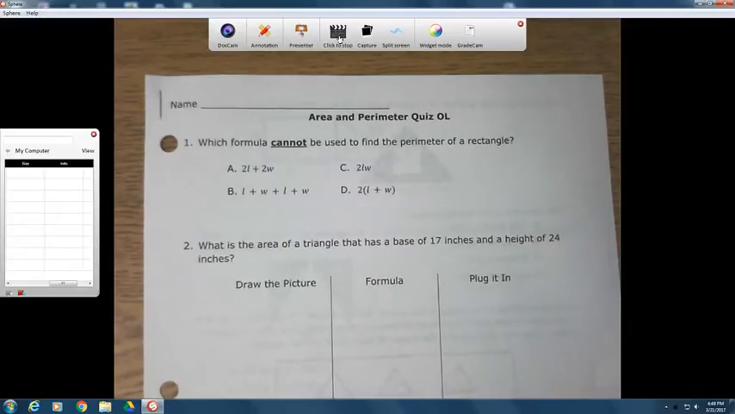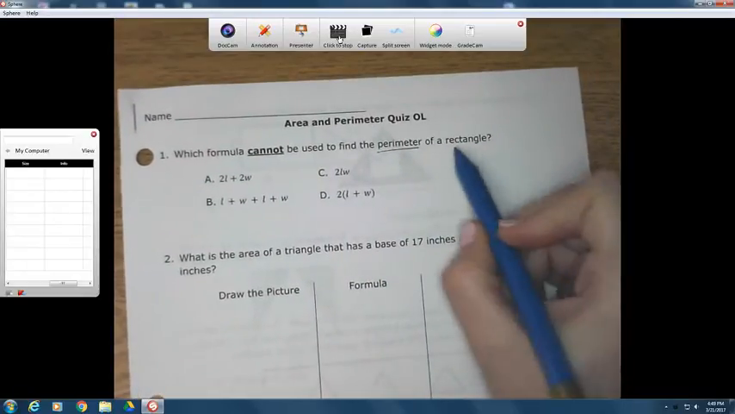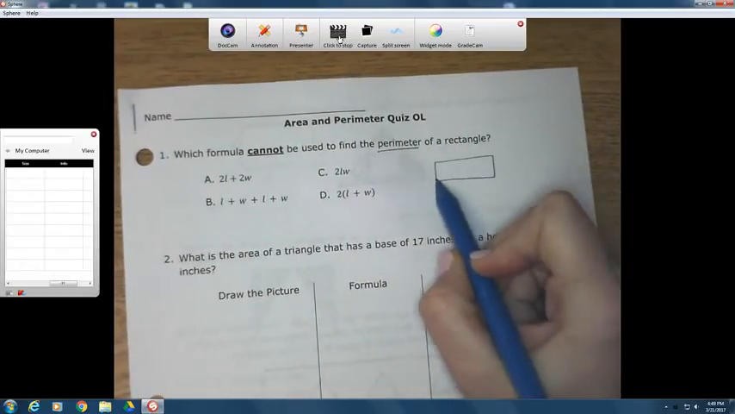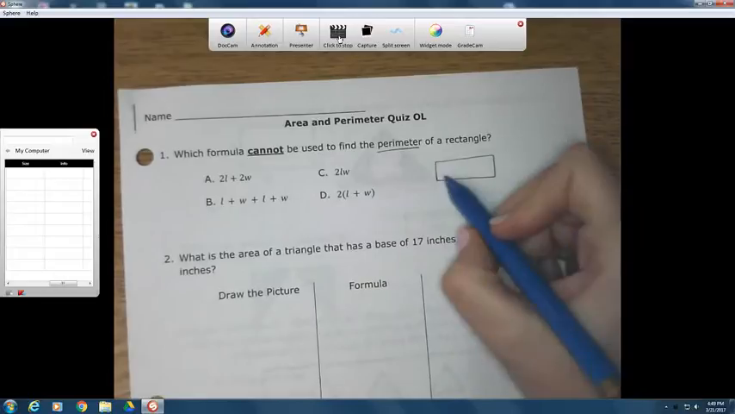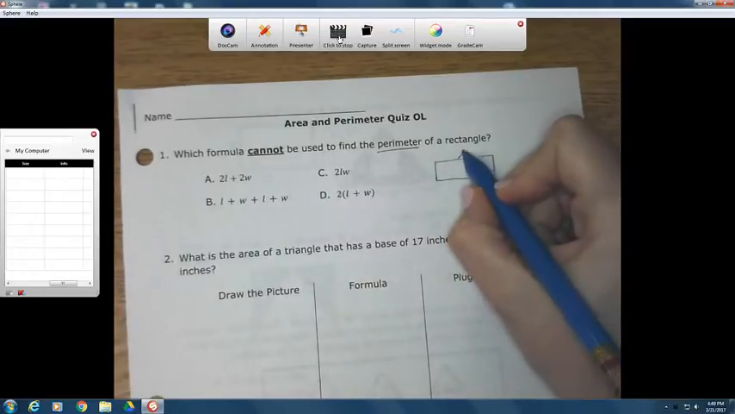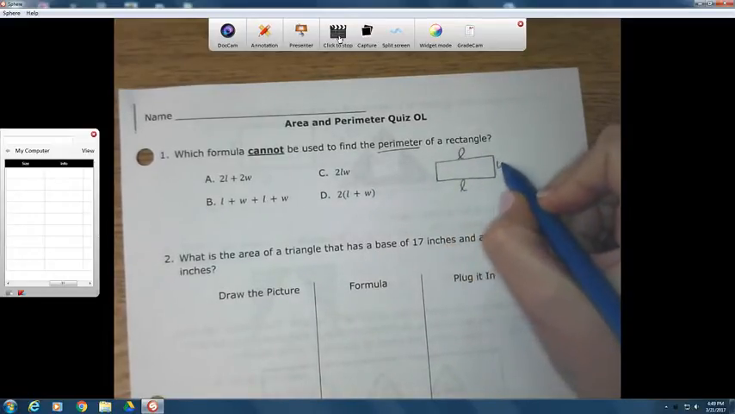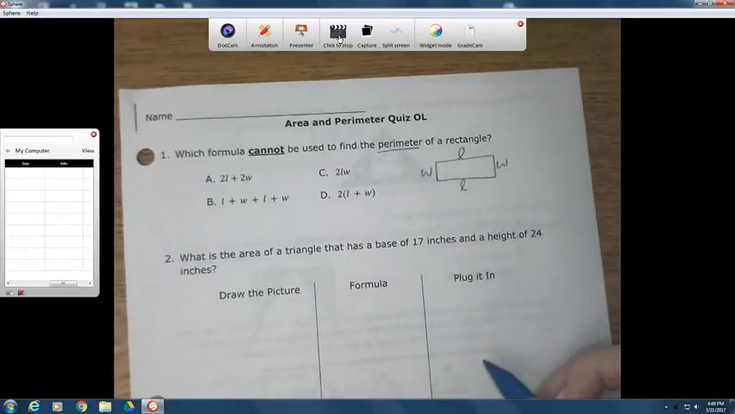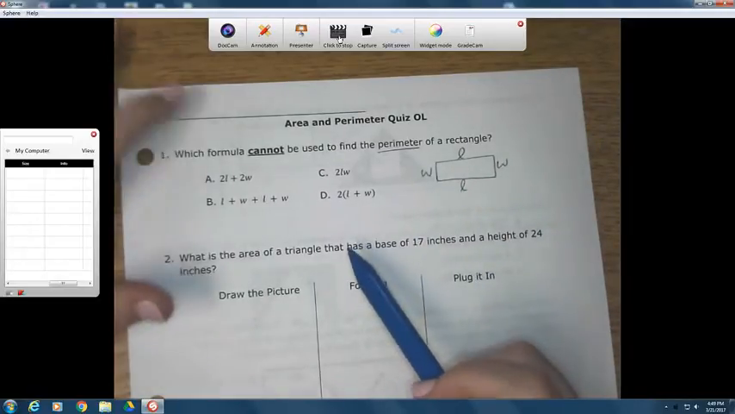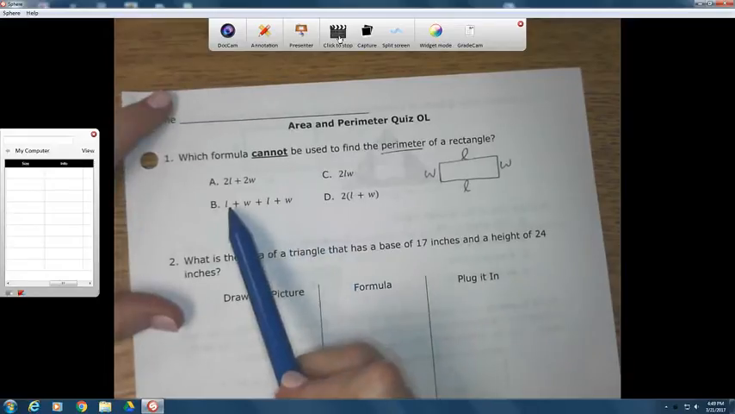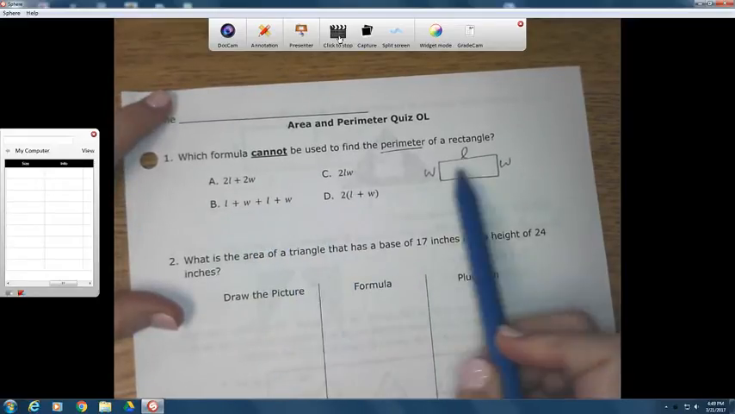All right, which formula cannot be used to find the perimeter of a rectangle? Well, first I'm going to draw a rectangle. Perimeter is where you add up all of your sides. So length, length, width, width. So we're looking for which one cannot be used. Well, length plus width plus length plus width is just adding all those up.